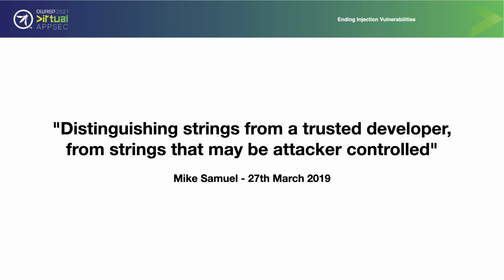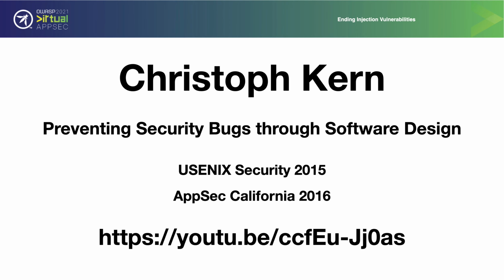The main thing we're going to be talking about is this quote from Mike Samuel, which is distinguishing strings from a trusted developer from strings that may be attacker controlled. By using this distinction, we can actually stop injection vulnerabilities from happening. This is based on the work from Christoph Kern, who did a talk called Preventing Security Bugs Through Software Design.